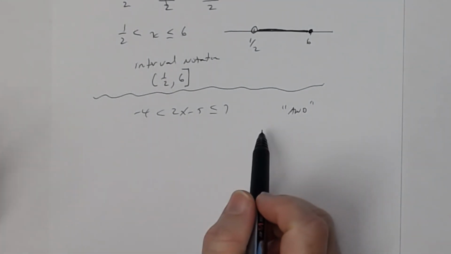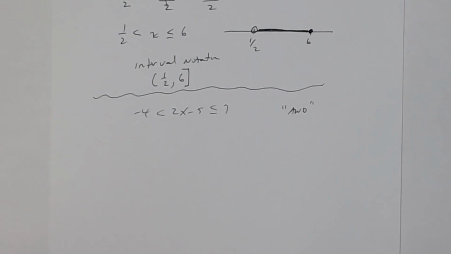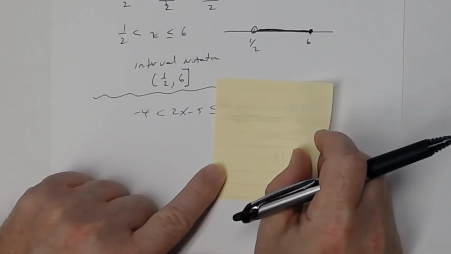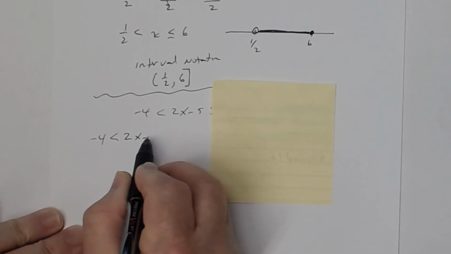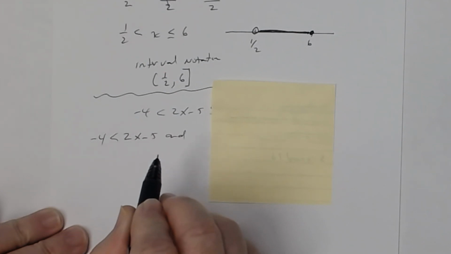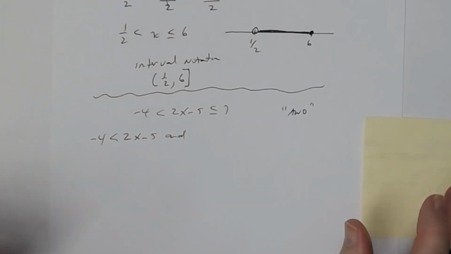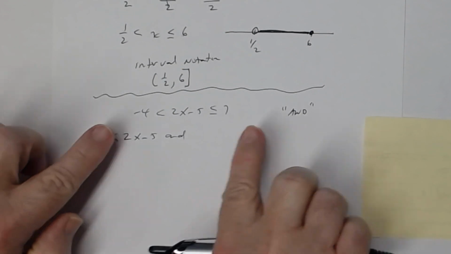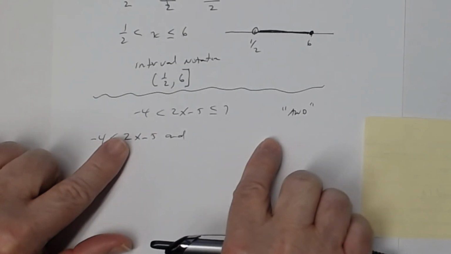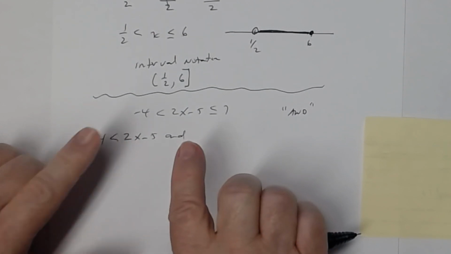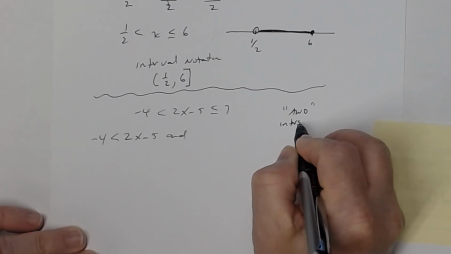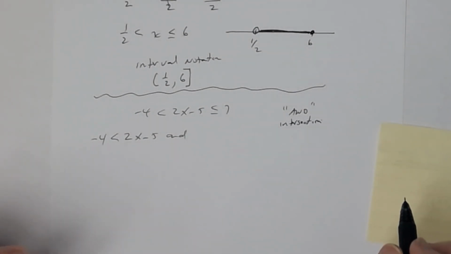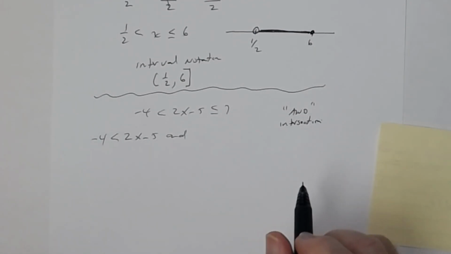Okay, now if you're going to write this as an AND statement, here's what you have to do. You're going to first of all cover the right-hand side, and you're going to say -4 is less than 2x minus 5, and you must say and. That is an AND statement. Whenever you write two compound statements, you must either have the word and or or. And means something totally different than or. And means intersection. Or means union, U-N-I-O-N. But this is an and statement, so that's going to be an intersection.